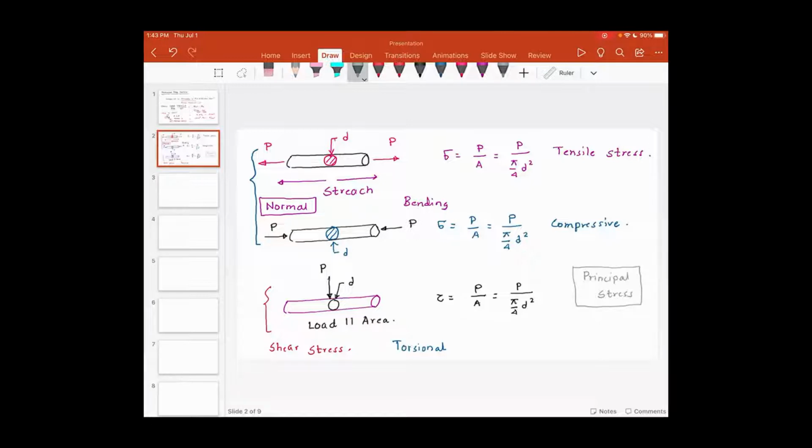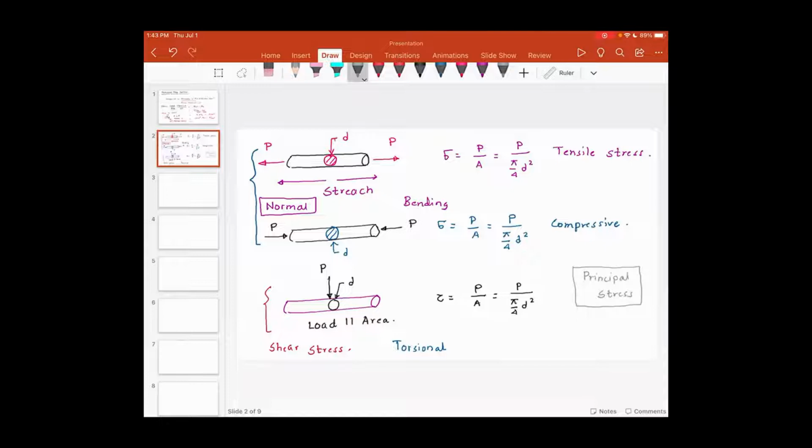Okay, and I understand. Now I want you to understand this fundamental concept very clearly. There are only two types of stresses. One is normal stress and the other one is shear stress. Normal means the load is perpendicular to area. Shear means load is parallel to area.